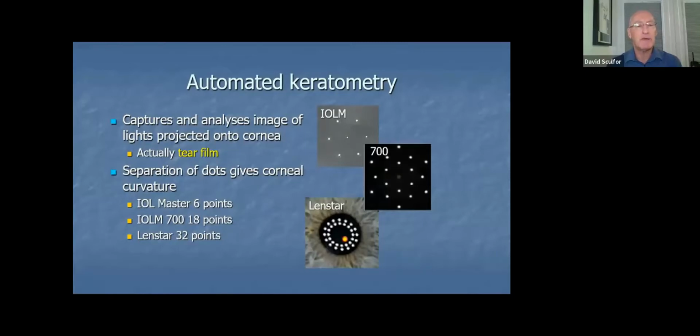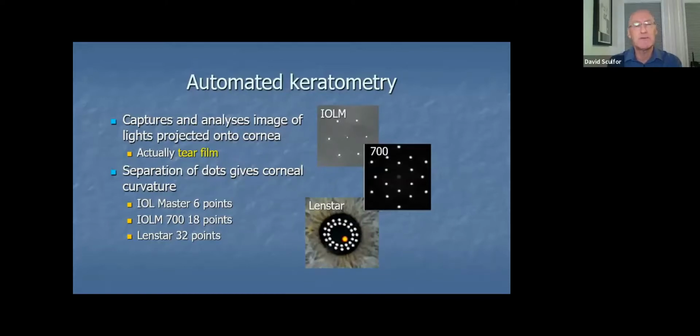The original IOL master used just 6 peripheral points. The central one is simply a reflection of the fixation light. The IOL master 700 has 3 concentric rings of 6 points, so 18 altogether, and the Lenstar uses 2 concentric rings of 16 points, giving 32 in total.